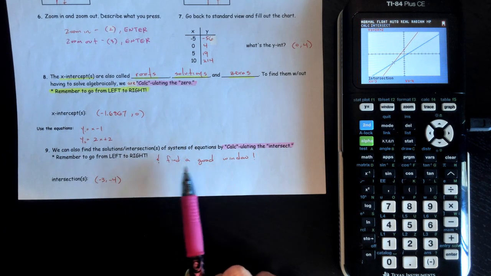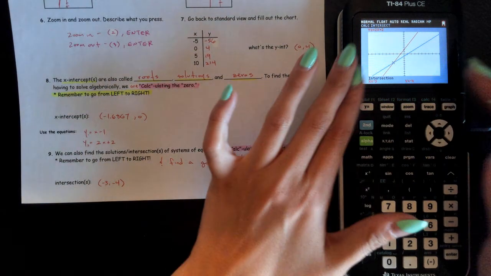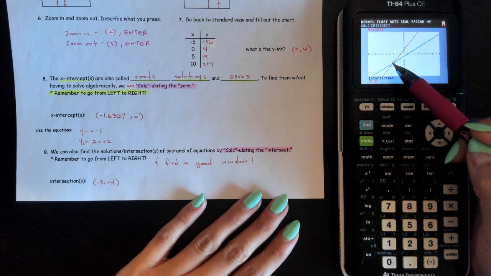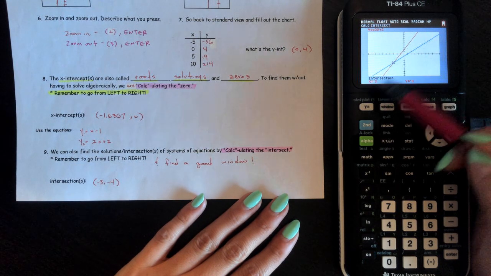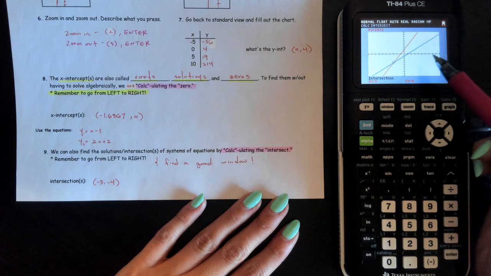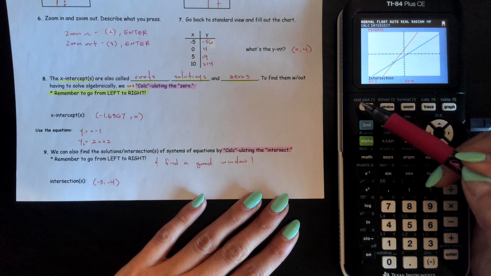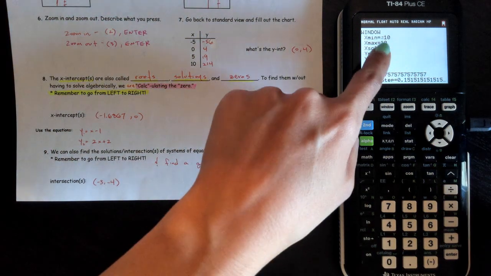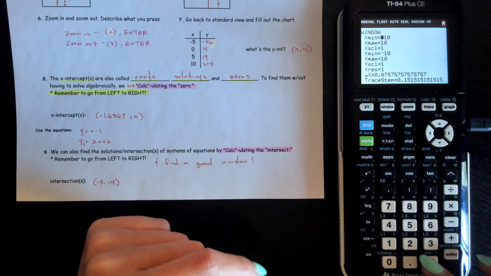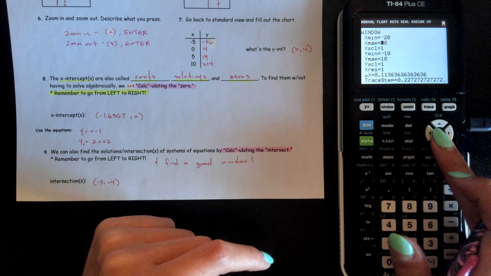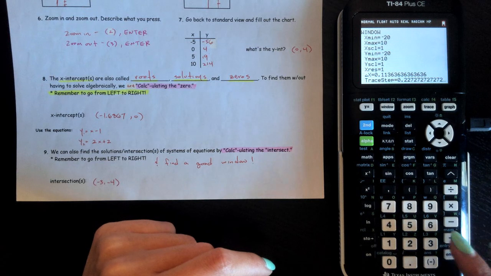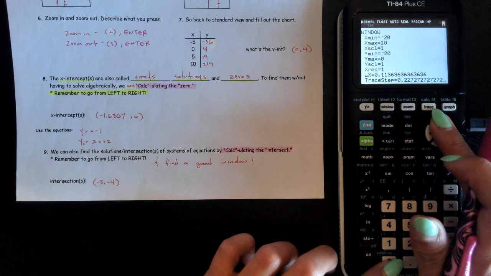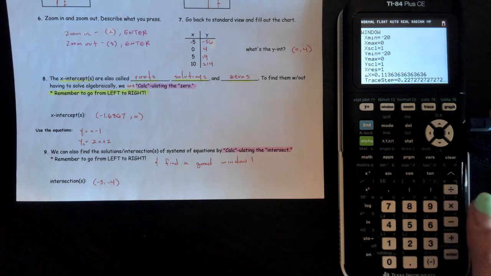And I wrote here, and find a good window. This was already an excellent window. I can see the intersection right here. But what if the intersection was way down here? Like I knew it's going to intersect. I can see a line here and here, but I can't see down here. What do you do? You change your window. So if I want to see more negative, I would change that to maybe a -20. And then I would change this to a -20. If I don't want to see any positives because I know it doesn't matter, then I can change those to 0.